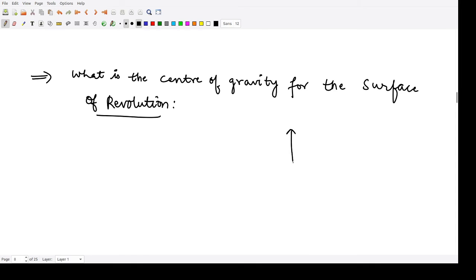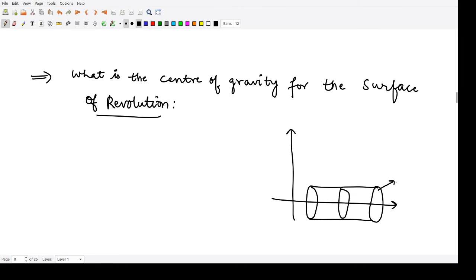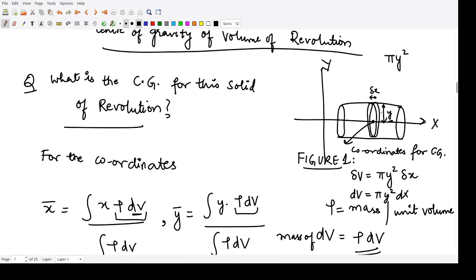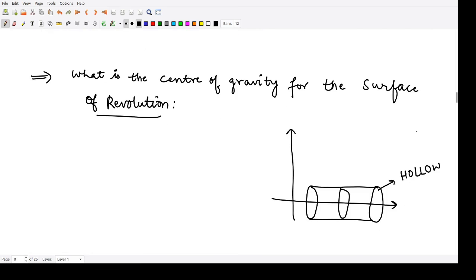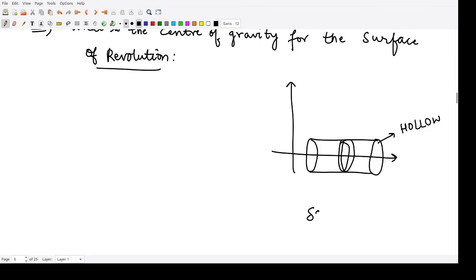In the previous case, we have talked about this volume. Now we will talk about this surface area. So in this case, this is hollow, and in the previous case, we assumed that this was filled. So we talked about its volume. We now talk about its surface area. So in this case, we consider this to be a hollow object. Now we will talk about the surface area for this.